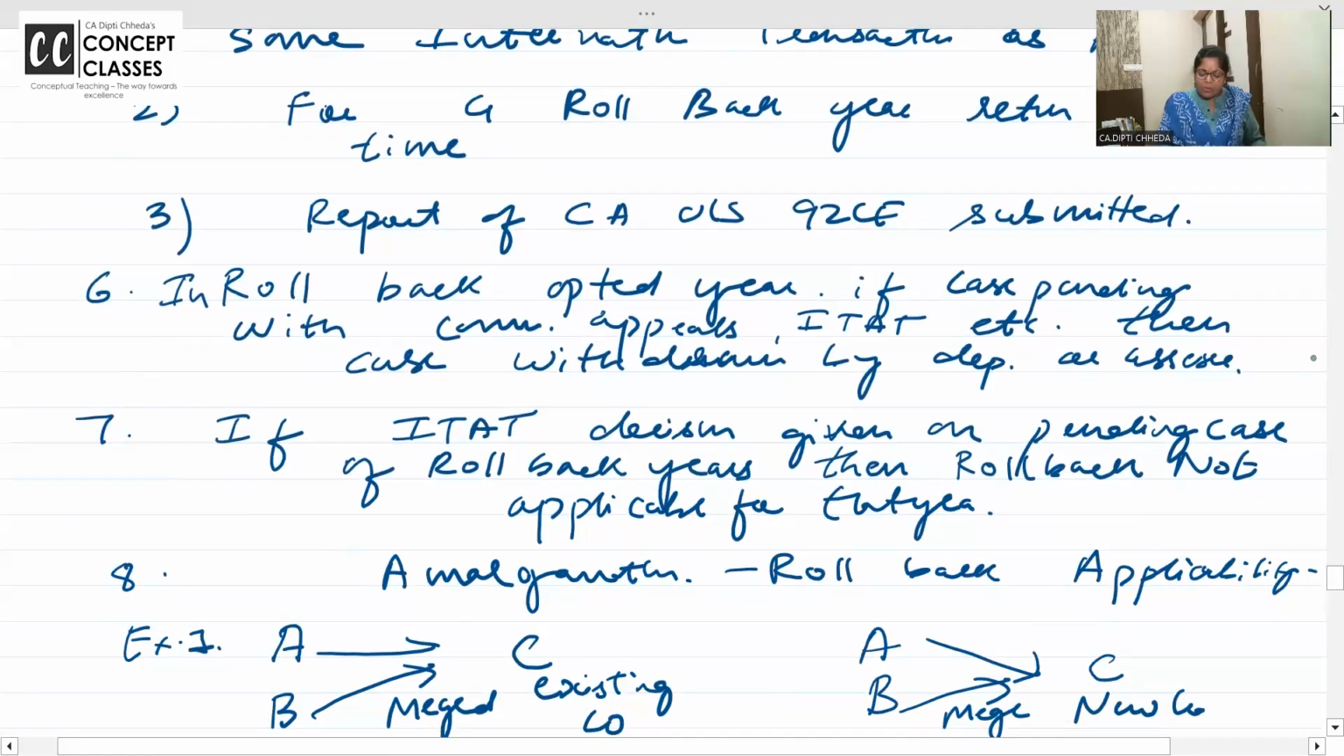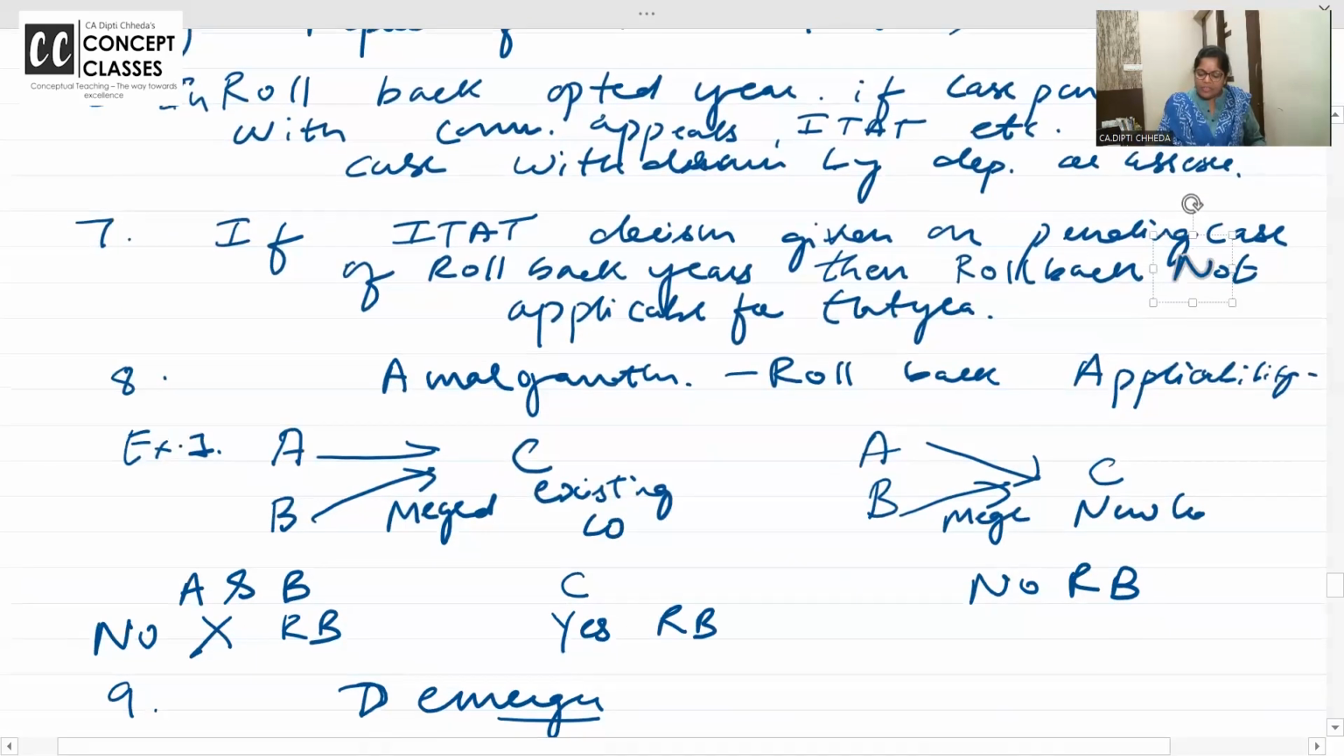If the rollback is opted and if the case is pending with the commissioner appeals, etc., then in that case it is withdrawn and rollback will not apply. If a decision is given on the pending case, then rollback will not apply. If not, if it is still pending, then withdraw that appeal or application and apply the rollback.